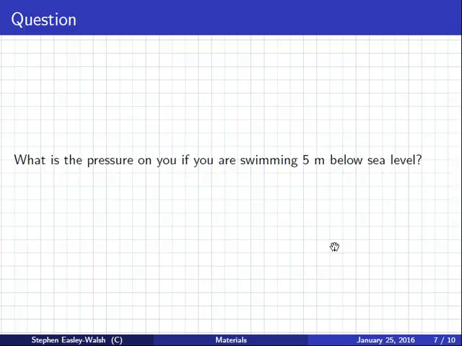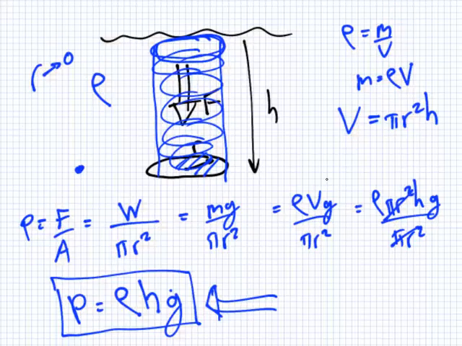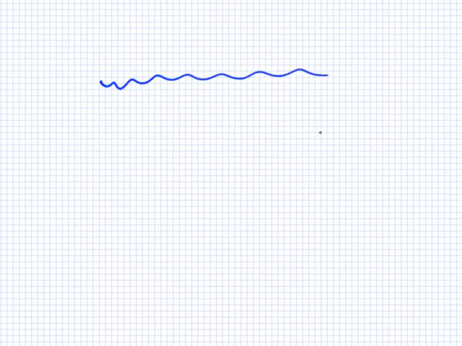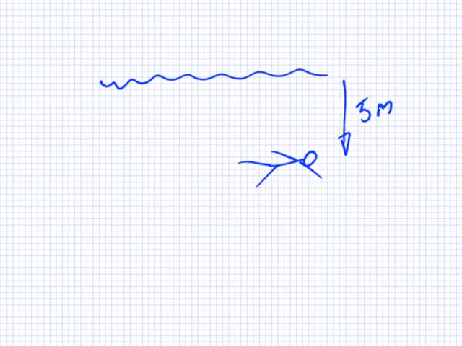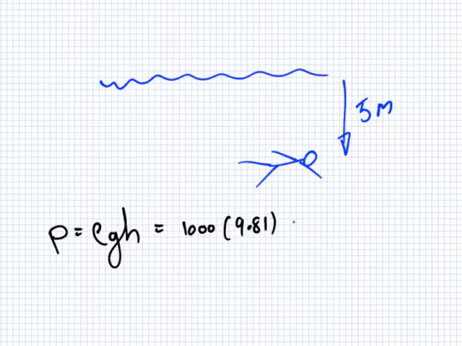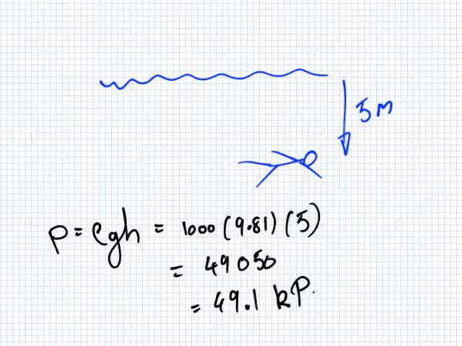Okay. So here's an interesting question. What is the pressure on you if you're swimming 5 meters below sea level? So let's calculate this one. You're swimming here, and this is 5 meters below sea level. So the pressure formula is rho g h. What's the density of water? 1,000, times 9.81, times 5. What do we get? 49,050. 49.1 kilopascals. Straightforward.